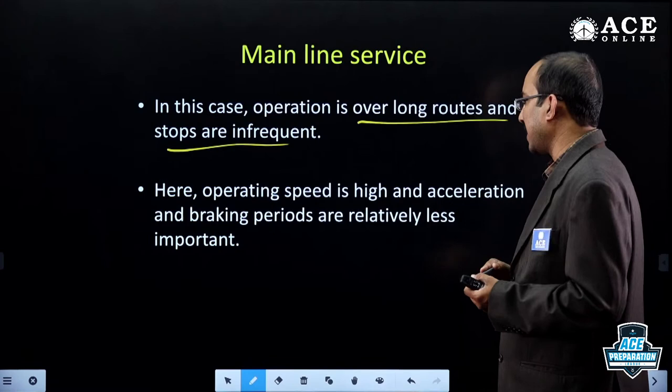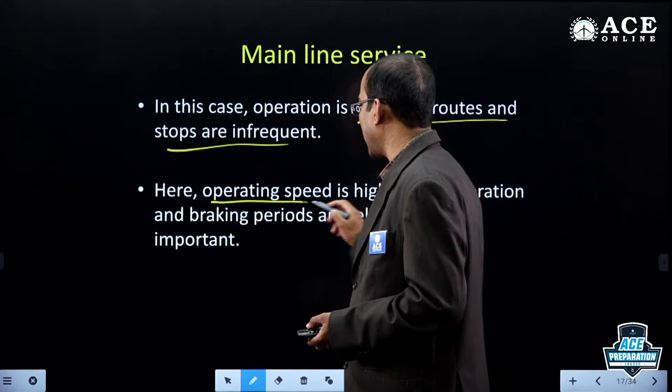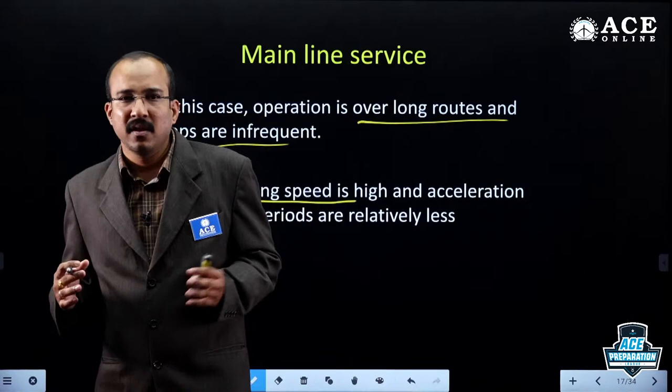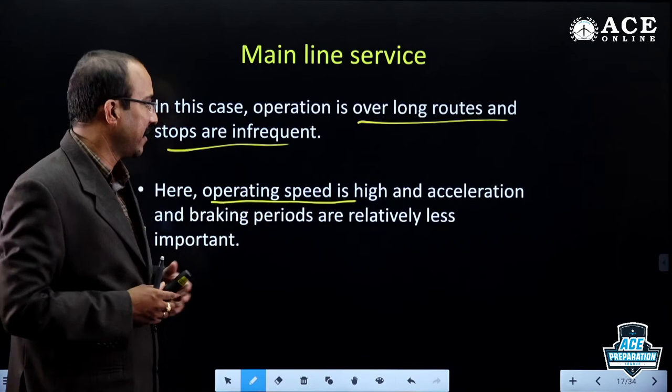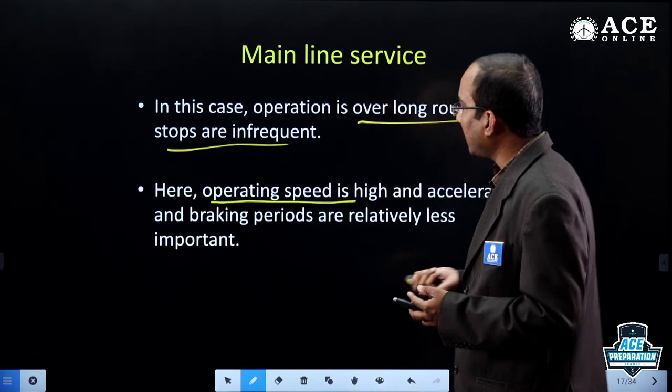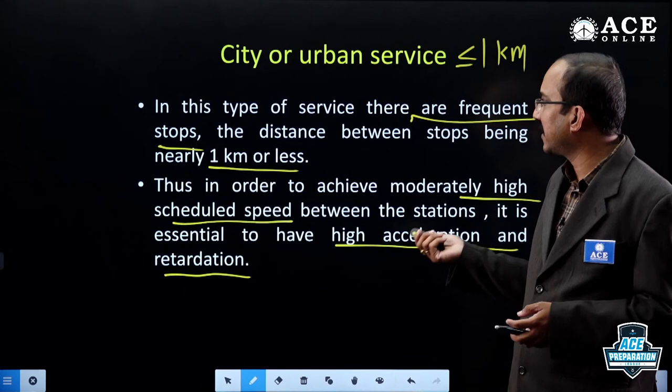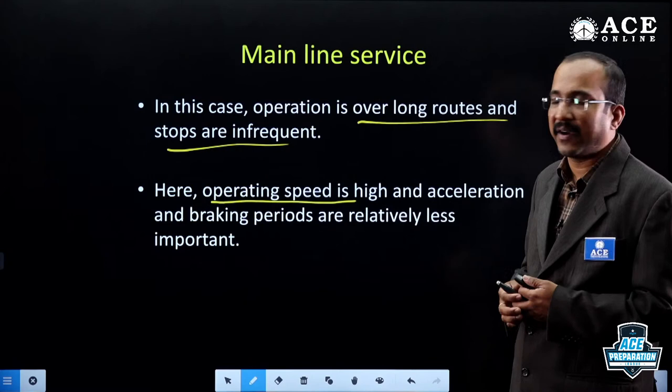So coming to mainline service, we require a high operating speed because it should travel longer distances. Whenever you are traveling a longer distance, your operating speed should be high, and the acceleration and braking periods required will be less. Whereas for city and suburban, you require high acceleration and retardation. So that is about the three requirements.